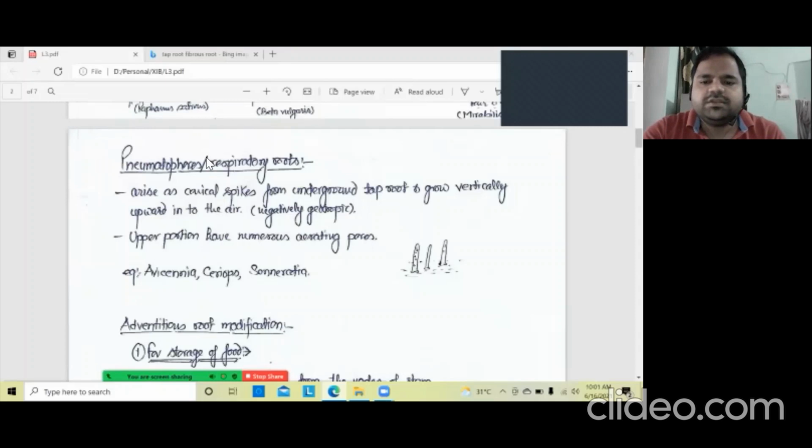We can see here, these are the roots which are coming from the soil towards the upper side. Now, the upper portion has numerous aerating pores. Since it has to perform the respiratory function, these have aeration pores, and these are examples of pneumatophores, or respiratory roots.